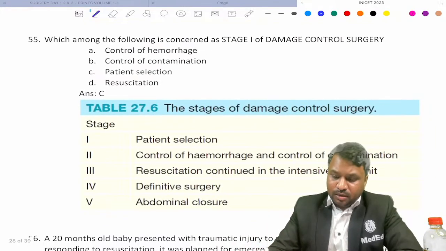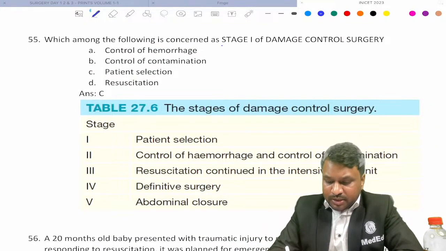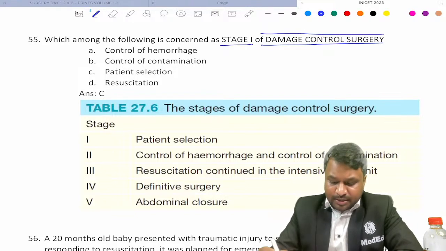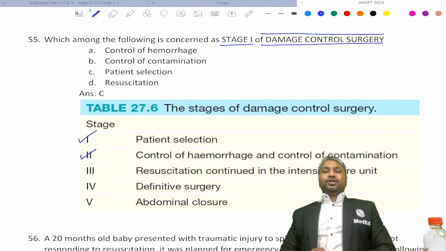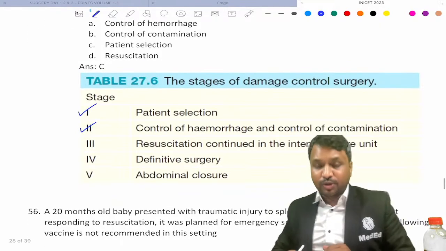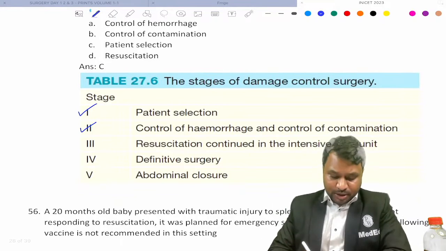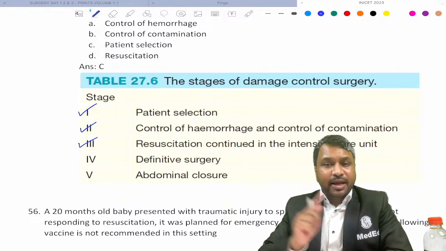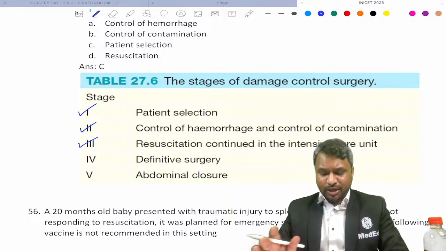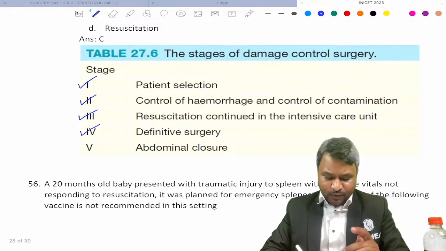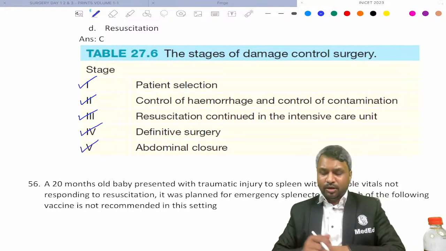Now, with respect to trauma, what is stage 1 of damage control surgery? That is nothing but patient selection. Then take the patient for primary exploration. In primary exploration, the goal is to control the hemorrhage and control the contamination. Stage 3, take the patient back to the ICU, and then in ICU, resuscitate the patient and stabilize the patient. Stage 4, definitive. Stage 5 is your abdominal closure.